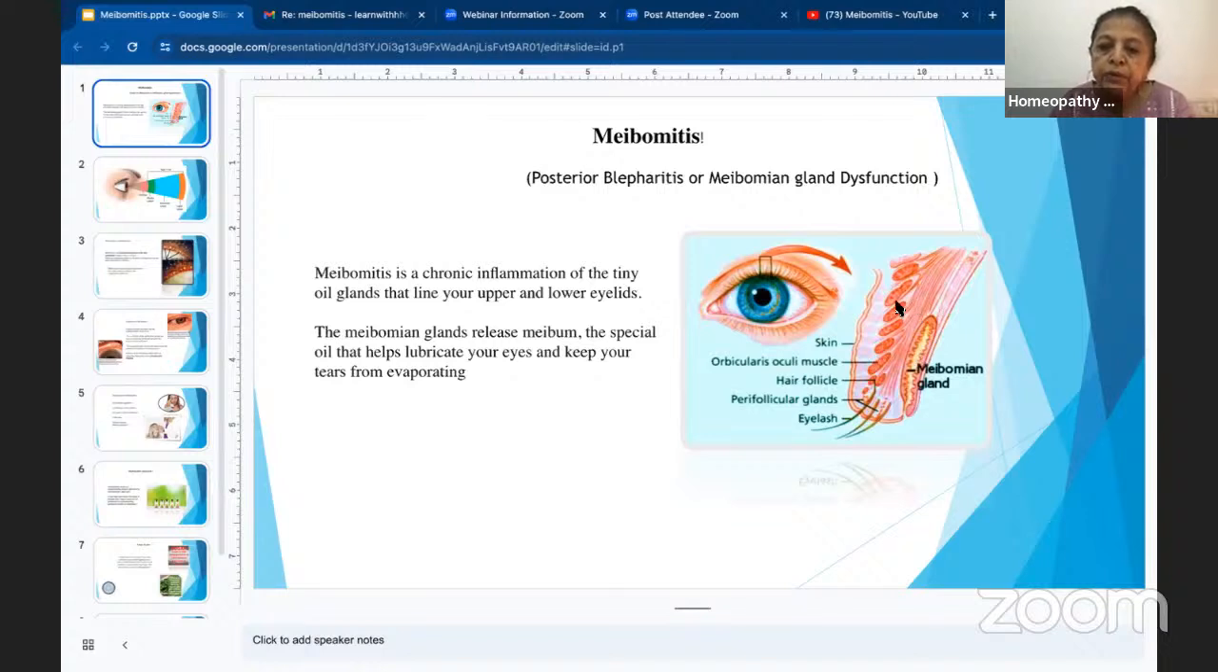Here these are the orbital muscles. This is the levator muscle. And just behind the orbicularis and the levator there are the Meibomian glands, in the tarsal plate. Just underlining the Meibomian glands is the conjunctiva. If you invert the lid, and it is inflamed, you will see the Meibomian glands parallel to each other in the lid. So this is regarding where your Meibomian glands are situated, and Meibomitis.